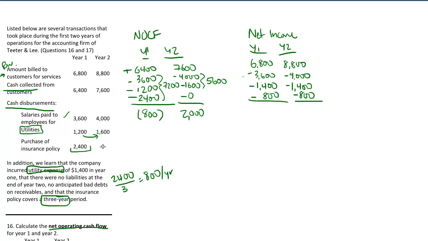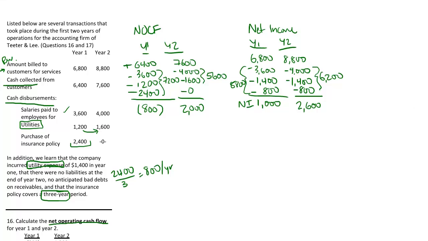And now we're going to calculate this. So our expenses here were 5,800. 6,800 minus 5,800 is 1,000 in net income. And in year 2, we had expenses of 6,200. So 8,800 minus 6,200 is going to give us 2,600. All right, now we have our values, and we can look at the answers at the bottom.